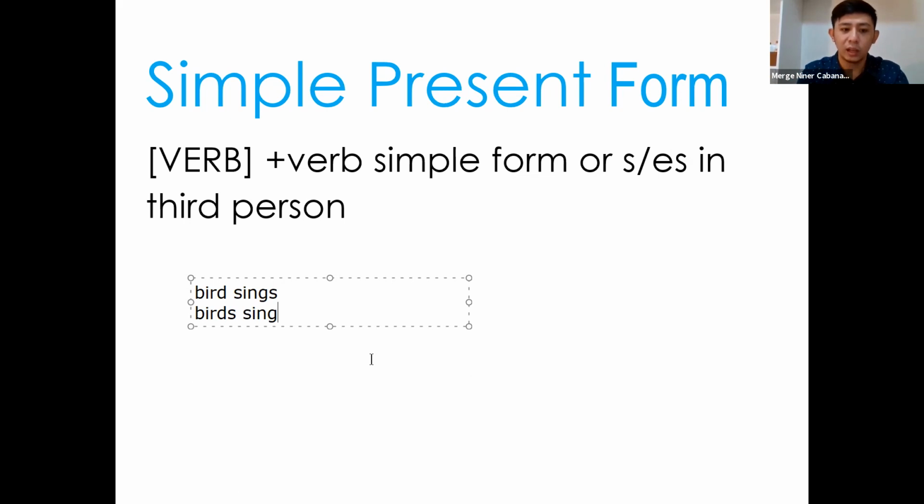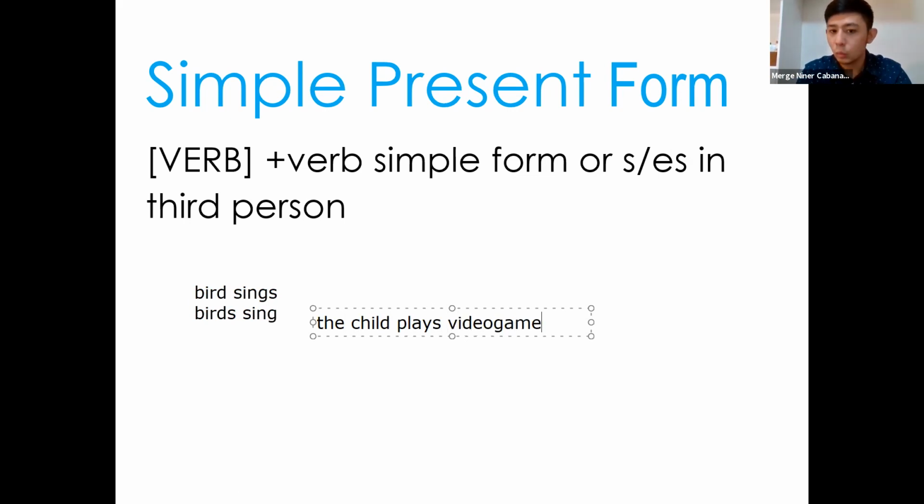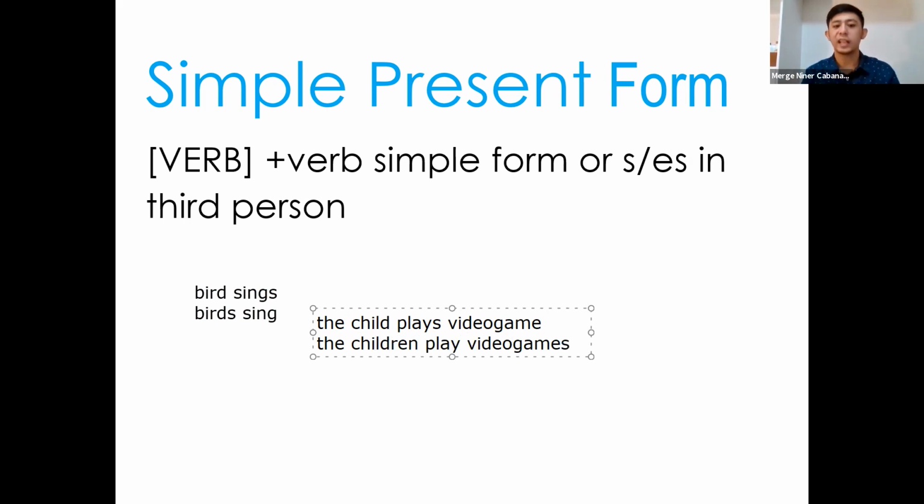So what about another? Child plays. The child plays video game. What about if the child is in plural form? So the children play video game. All right, that is the idea. All right, so you have to understand whether the subject is singular or the subject is plural. Then you are going to put it together with a verb that agrees with it.